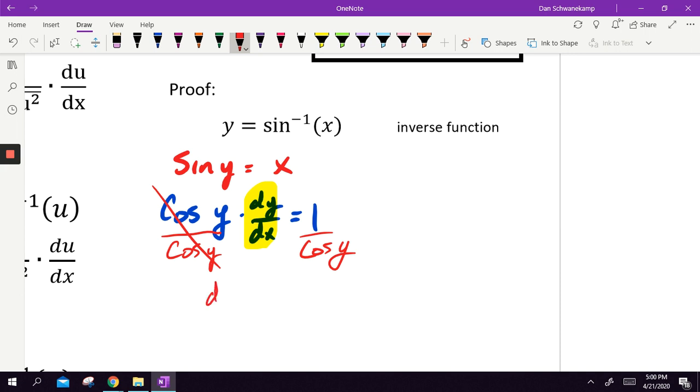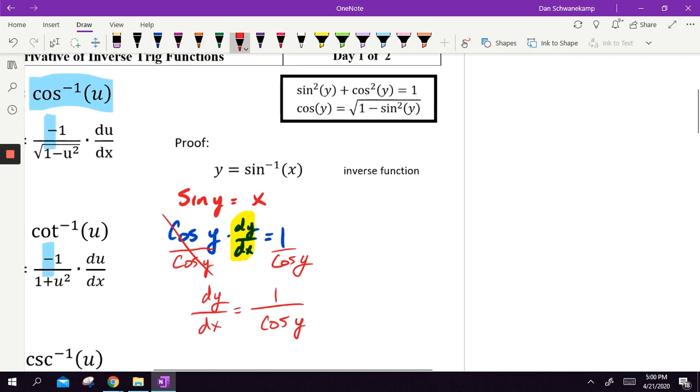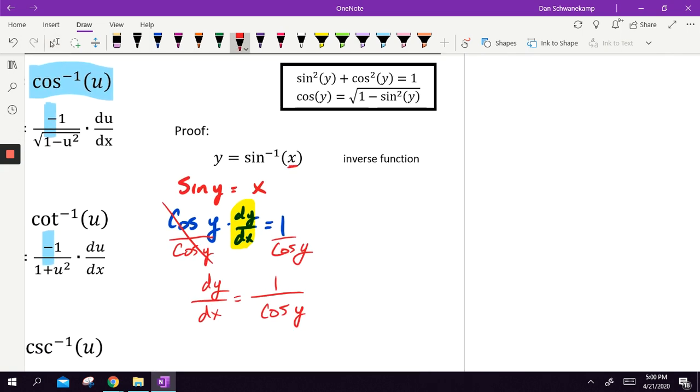That's going to cancel. So dy over dx is equal to 1 over cosine y, which is good, but that isn't in terms of x, it's in terms of y, and we are all worried about taking the derivative with respect to x. So what could we do with it?